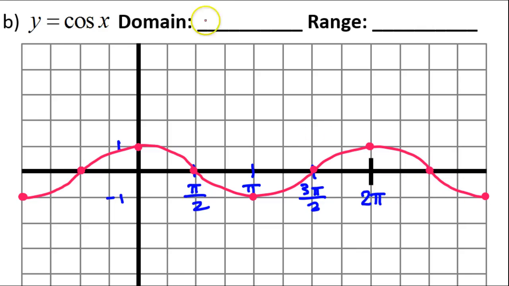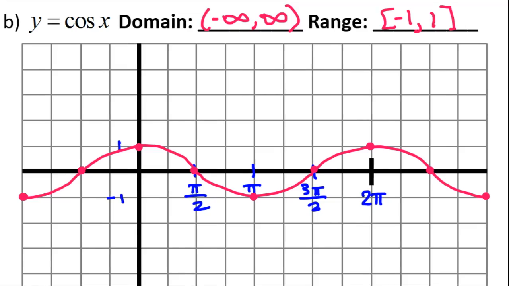Alright, and again the domain is negative infinity to positive infinity, and again the range is from -1 to +1. The domain is this because it goes left forever and right forever. The range is because, from bottom to top, it reaches a low of -1 and a high of +1 with no breaks in between. So that's B.